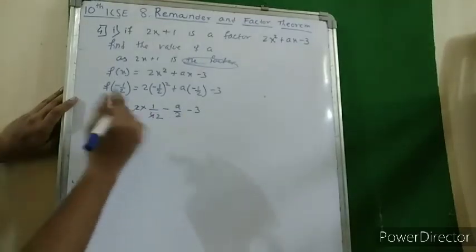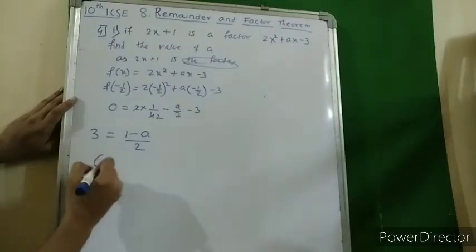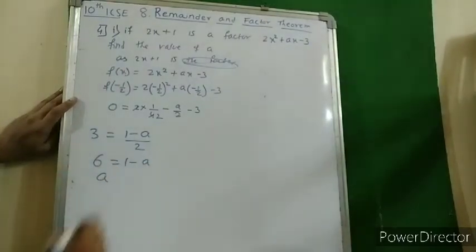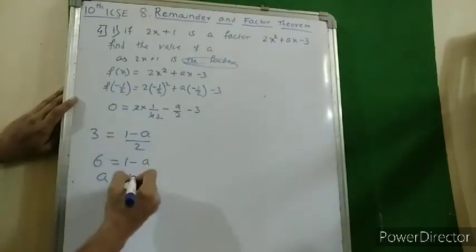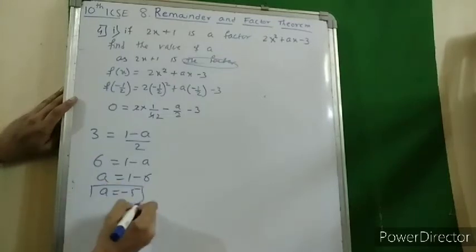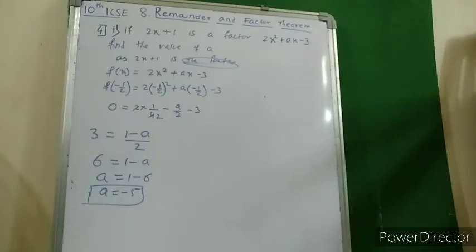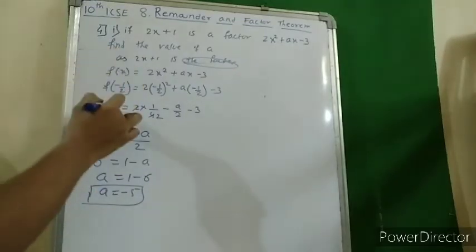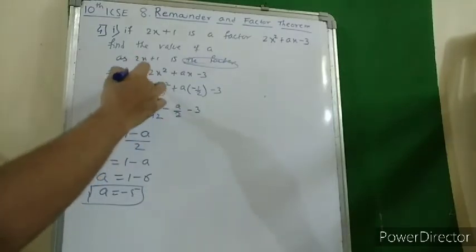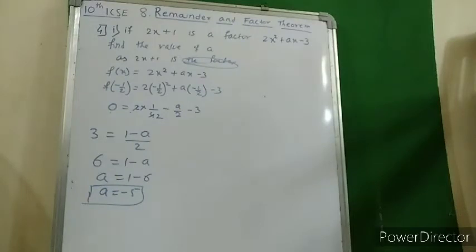So we have both the denominators 2, so we will have 1 minus a upon 2. 2 will go there and become 3 twos are 6, 1 minus a will come here and become plus a is equal to 1, plus 6 will come here and become minus 6. So a is equal to minus 5. You are asked to find the value of a, therefore a is equal to minus 5. Got it? As it is a factor, we are writing 0 over here. Okay, because factor means what? After substituting the value of x, it has to be equal to 0.